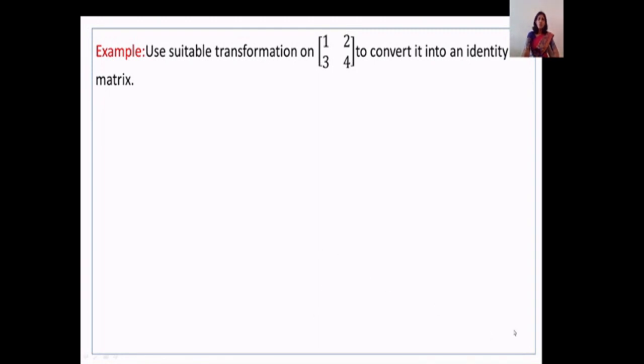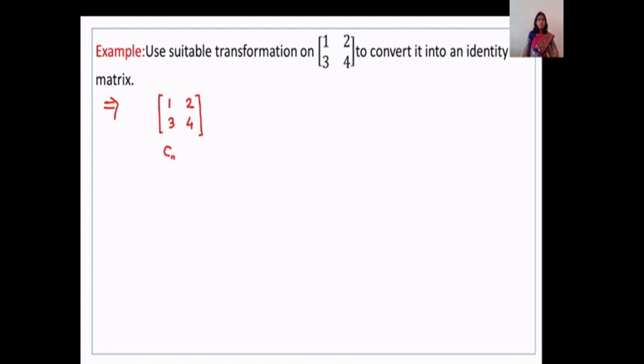Now, how do we solve this example using column transformation? Using column transformation, we solve this example. So what is its solution? Suppose there is a matrix 1, 2, 3, 4, and we have to use the column transformation. For the column transformation, firstly we make this 1, which is already there. So using this 1 we make this 2 into 0.